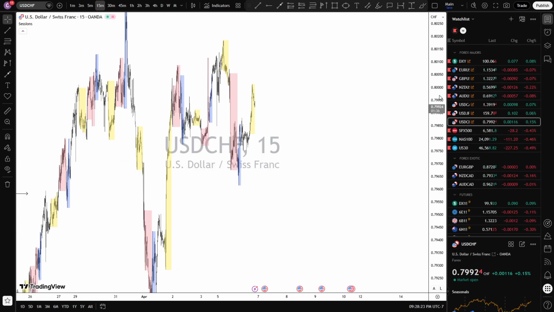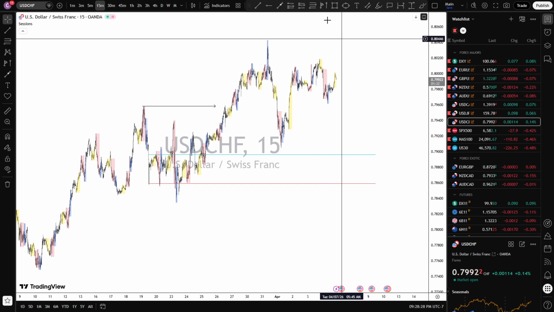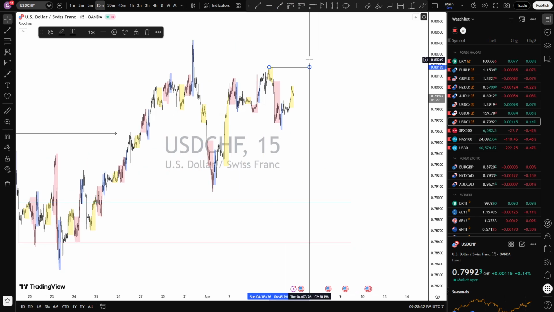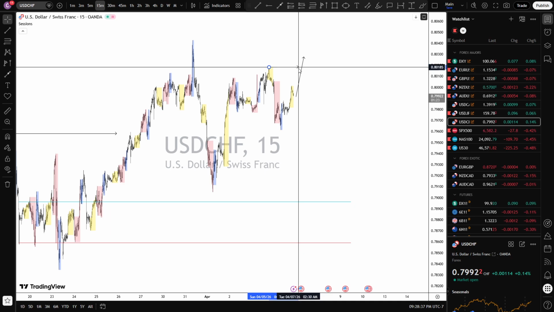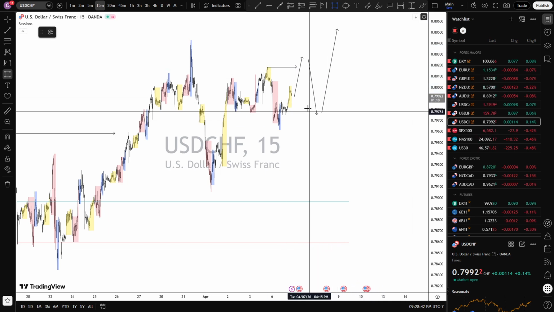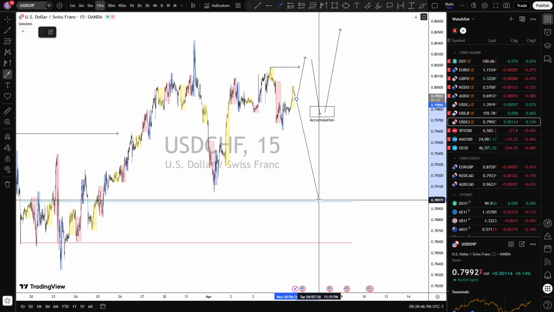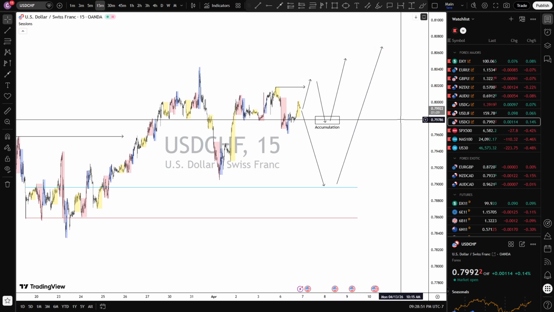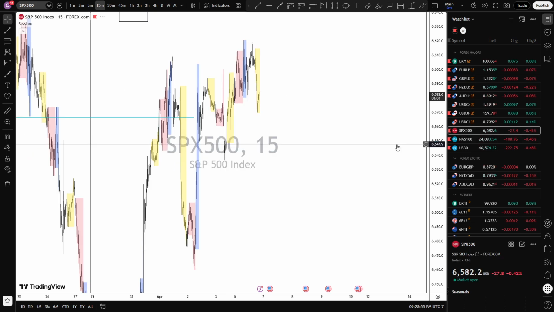Alright, so now let's look at UChef. So UChef, same thing. I'd want to see it reaccumulate before I do anything. Either reaccumulate or it just goes lower. And then I'll take something. So it's pretty straightforward. And let's look at indices.